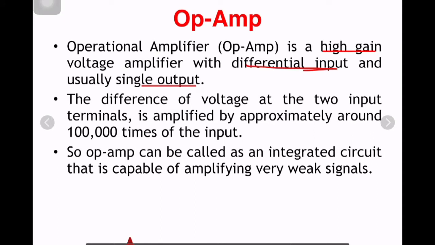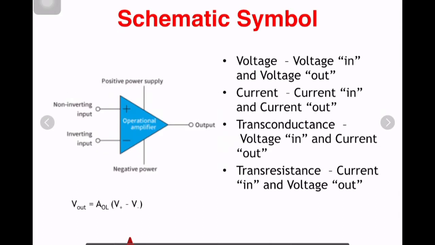The signal applied at the two inputs is taken as the differential input, which is amplified by a gain of approximately 100,000 times the input. Such a high gain amplification is possible with an operational amplifier. That's why it is able to amplify very weak signals with the help of an operational amplifier.